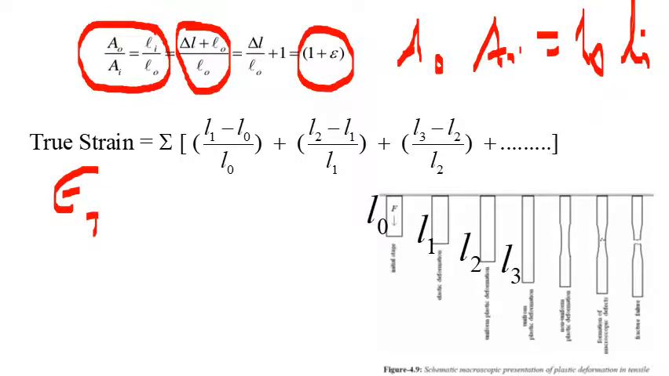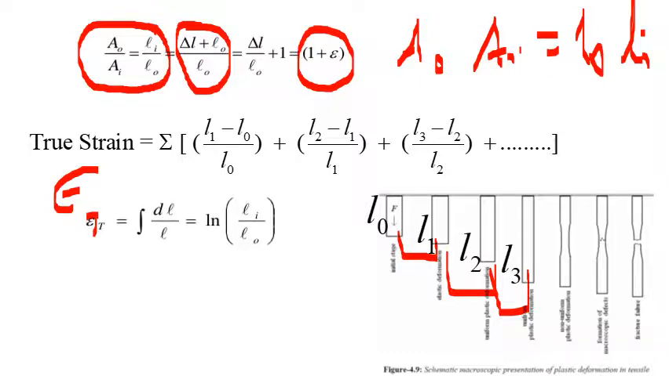So what is epsilon naught t? If I say this is L naught, next L1, L2, L3, we can write the strain like (L1 minus L naught) divided by L naught if I consider these two, and if I consider these two I can write (L2 minus L1) divided by L1, and if I consider these two I can write (L3 minus L2) divided by L2, plus so on. So on means till the fracture takes place, we can write in this way.